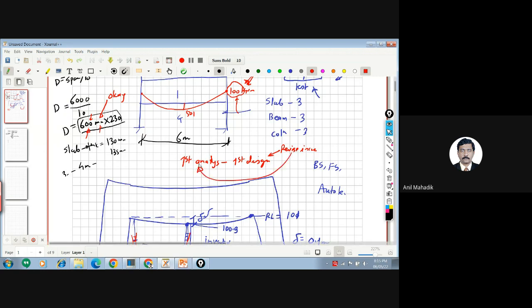Again revise those sizes in the analysis, and again do the analysis, again get the bending moments, and again do the design. Okay, so this is the process, a cyclic process. Trial and error method, we can say.